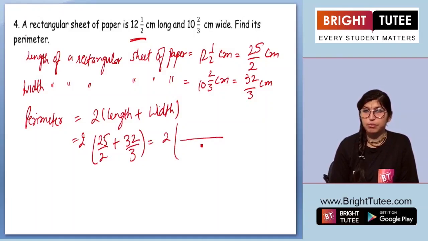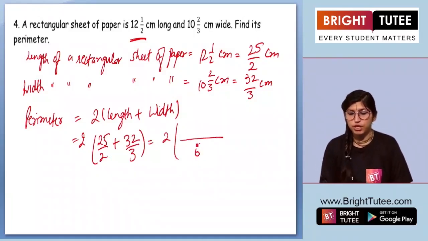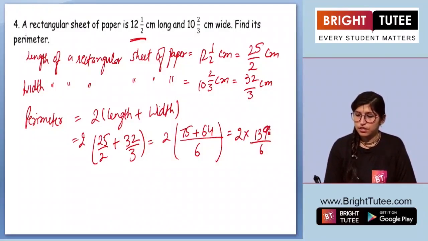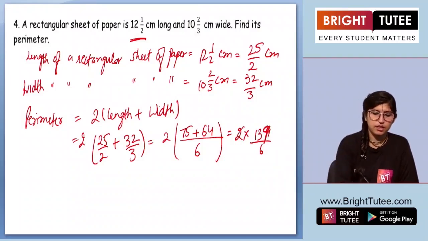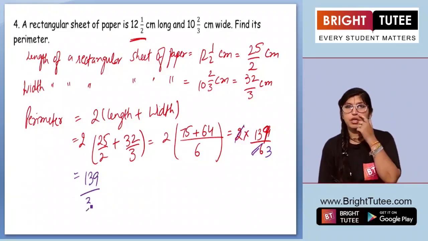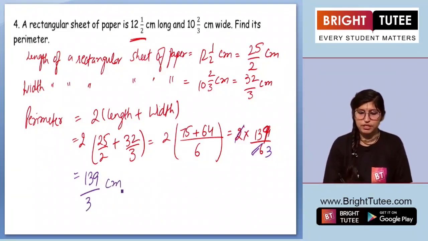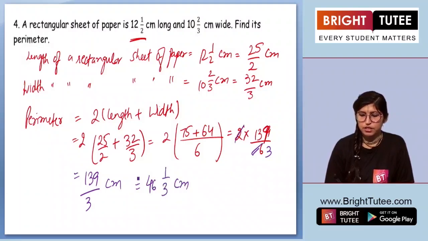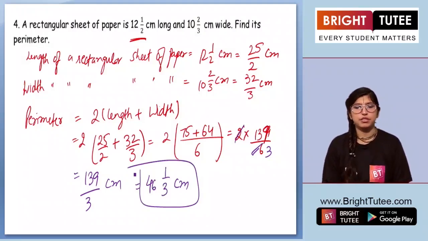So we'll be taking the LCM, we'll be getting 6. 6 divided by 2 is 3, 25 times 3 is 75, plus we'll be getting 64. So 2 times 139 by 6. We can cancel this out with 3. So we'll be getting 139 by 3. We cannot cancel it further. So we'll convert it into a mixed fraction. We'll be getting 3 fours are 12, 46 1/3 centimeter.